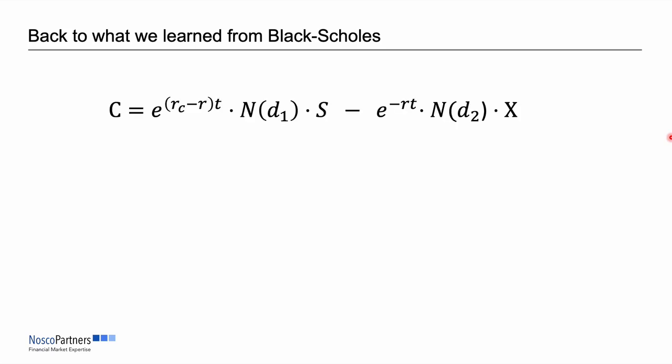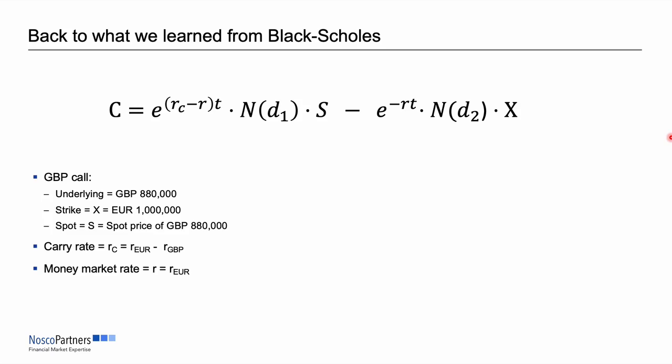So here the Black-Scholes formula for a call option. If we interpret our FX option as a call option, then the underlying is £880,000 and the strike price is 1 million euros. So you could say the spot price S is the current price of the underlying of the £880,000 and X is 1 million euros. Also, I can write this equation a little bit nicer by remarking that the carry rate is actually the euro rate minus the pound rate, and the interest rate or the money market rate would in this case be the euro rate.